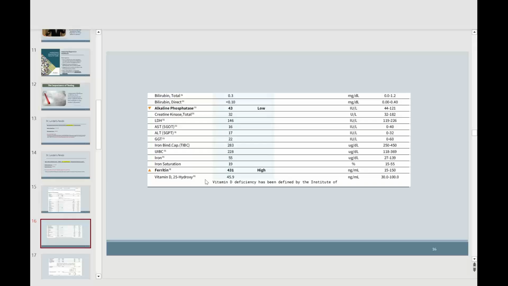And we can see that LDH is also a little bit on the low side, but she's also inflamed, so that's going to raise the LDH. So it's just something to be aware of there. That's why you have to understand what each analyte is.